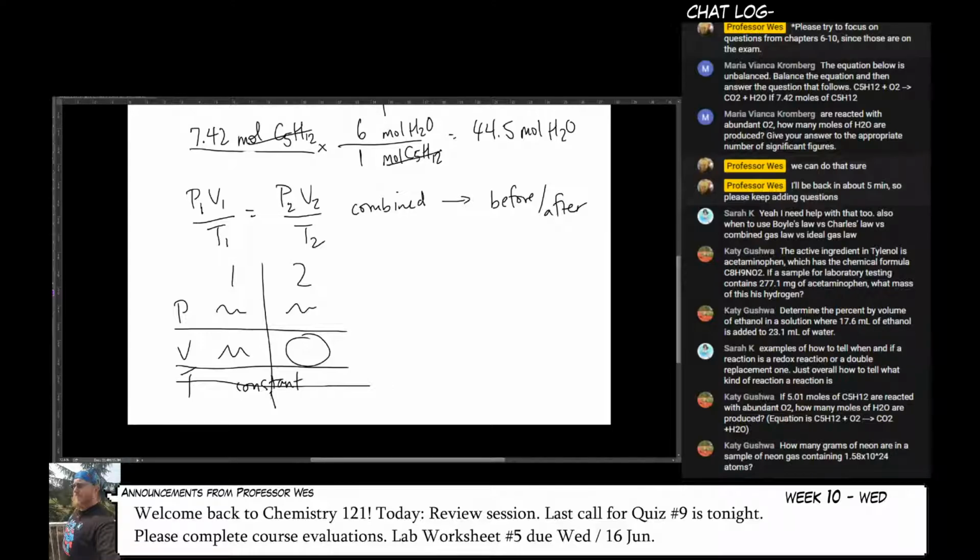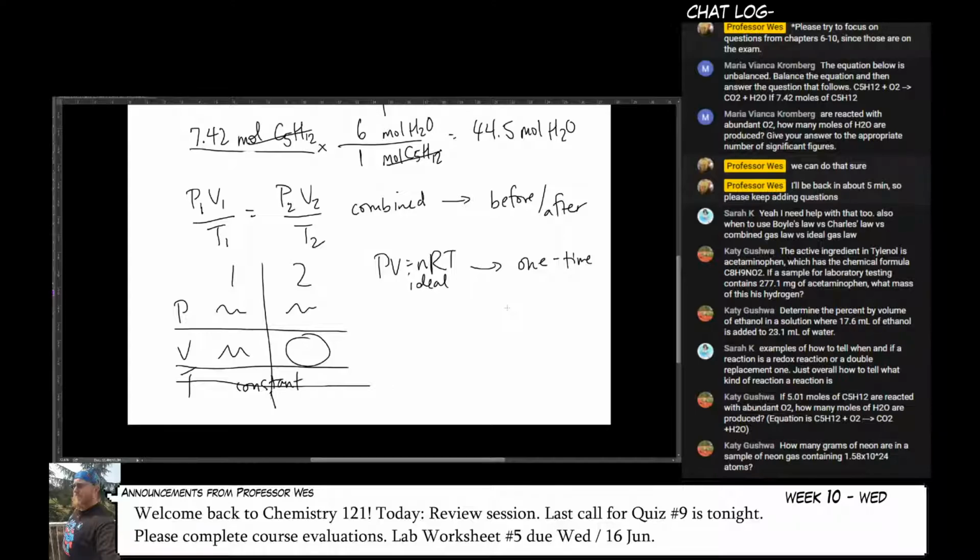It's like, oh, that's quaint. We have a law that works just for volume and temperature. The ideal gas law, on the other hand, you're going to use this for where you don't have a before-after, or otherwise a one-time equation.